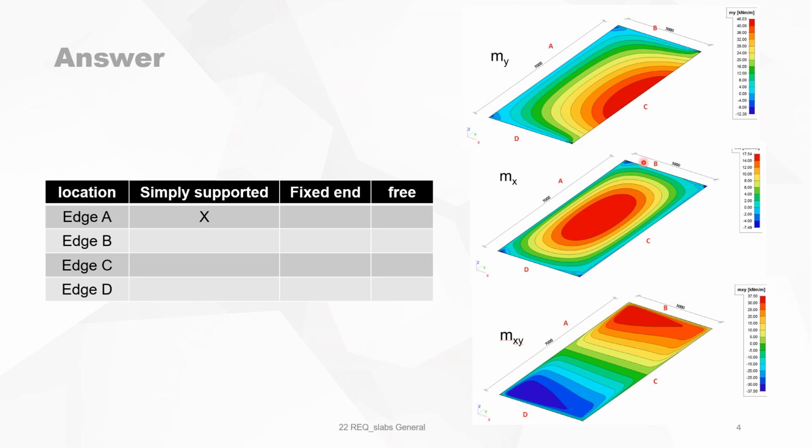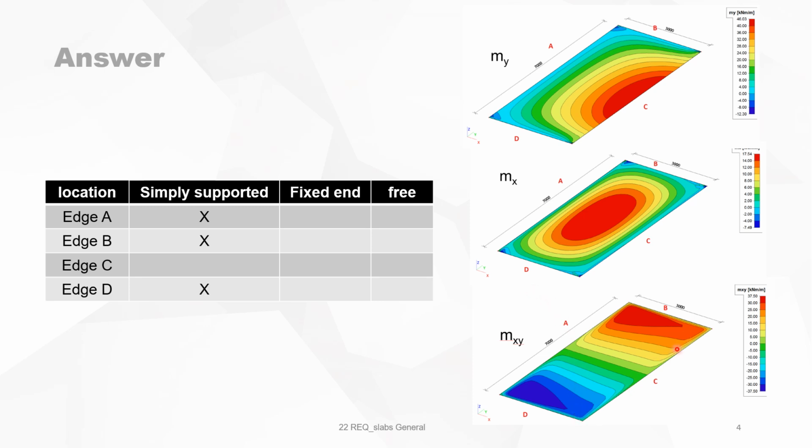Now we go to side B and D, you will see it's the same. Like A, it's exactly the same. And we see also that on this side, the torsional bending moment is less than in the other corner. But for the rest, the bending moment mx or my is 0. So B and D are also simply supported.